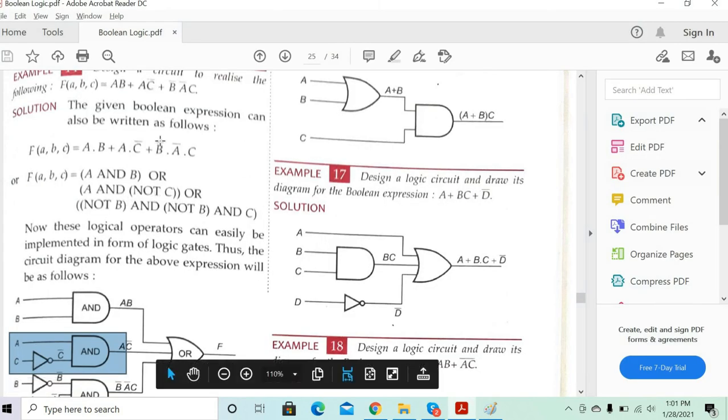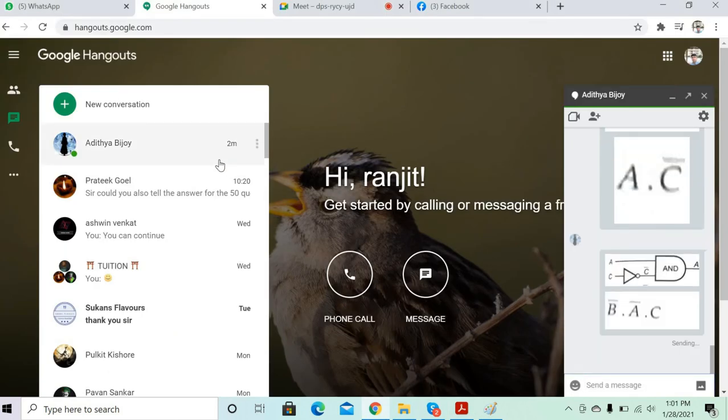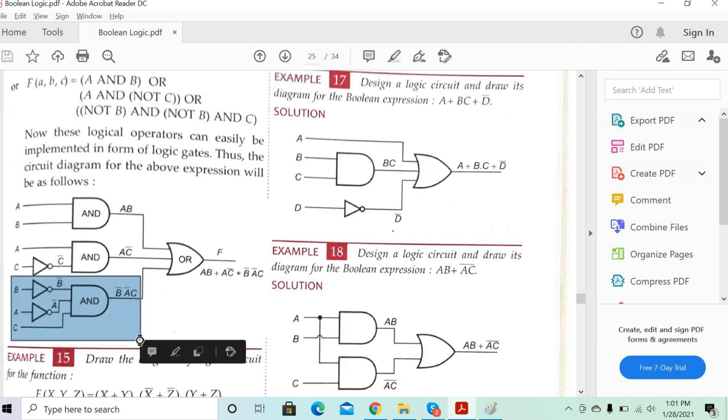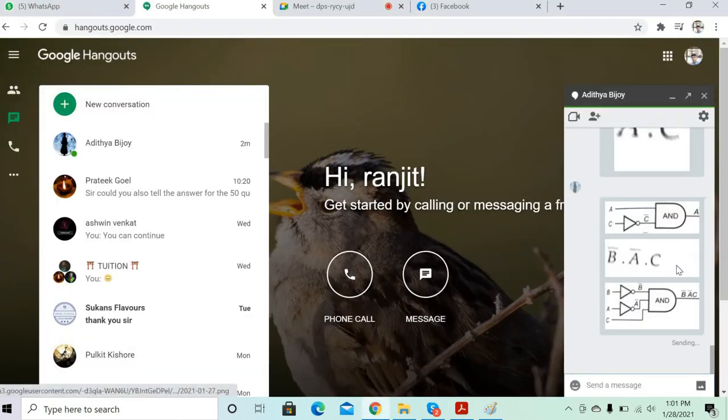Yes, sir. And the third term is B bar, A bar dot C bar. Correct? No, B bar dot A bar dot C only. So B passes through the NOT gate, A passes through the NOT gate, and then C goes directly to the AND gate. So all three terms we represented like this. Got it now? And all the outputs are added: the first output, second output, and third output pass through the OR gate because it's a plus sign, addition.